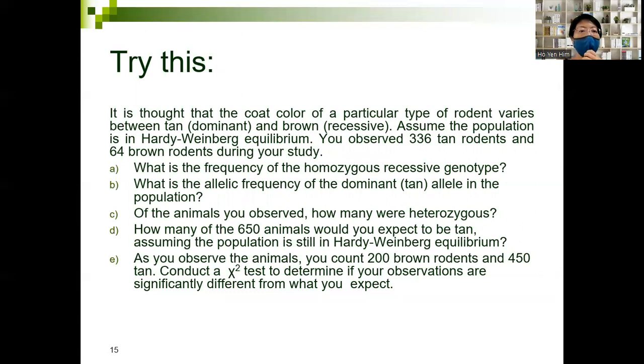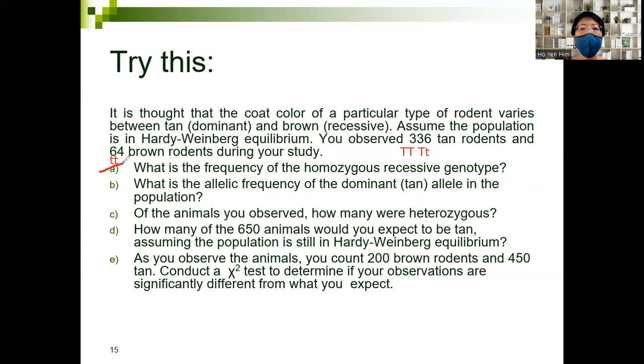Assume the population is in Hardy-Weinberg equilibrium. You observe 336 tan rodents and 64 brown rodents during your study. So that means tan rodents, right? This is coded by the dominant allele, so it's homozygous dominant and heterozygous dominant. The recessive one is small t, small t. Okay, so A.